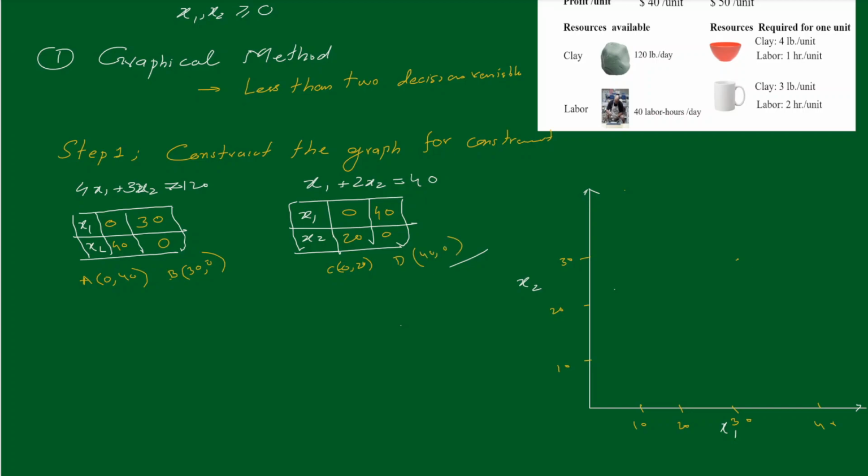Okay, so now I will construct the lines for these points. If we combine these points, we will get a line for each equation. So I will choose a different color for each equation. Let's say I choose this color for equation 1. Our first point is A, which is (0, 40), so on the y-axis it is 40. Similarly, we have B on the x-axis, which is (30, 0).